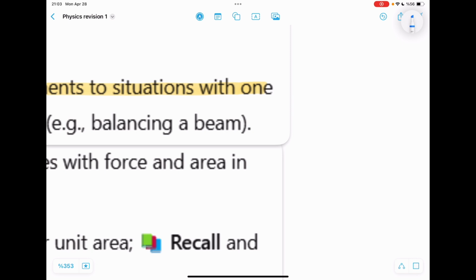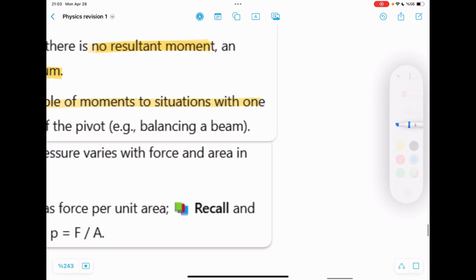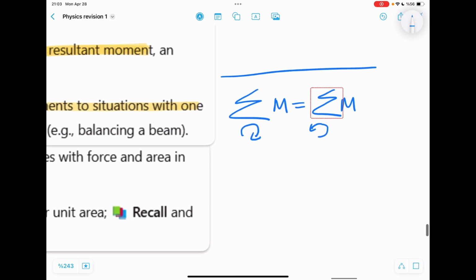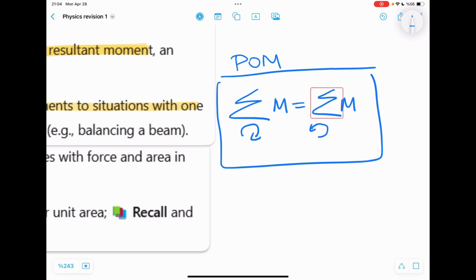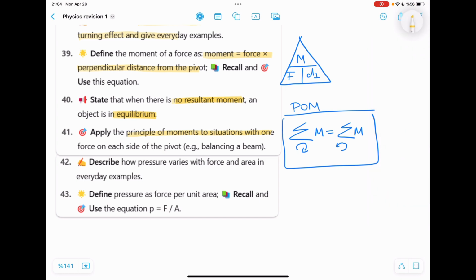As I taught you, the principle of moments basically says the sum, the symbol of a sum is this, of clockwise moments equals the sum of anti-clockwise moments. This is the principle of moments, POM. Maybe it's an easier way for you to remember. And you must never forget this. Usually you do have a question from here.